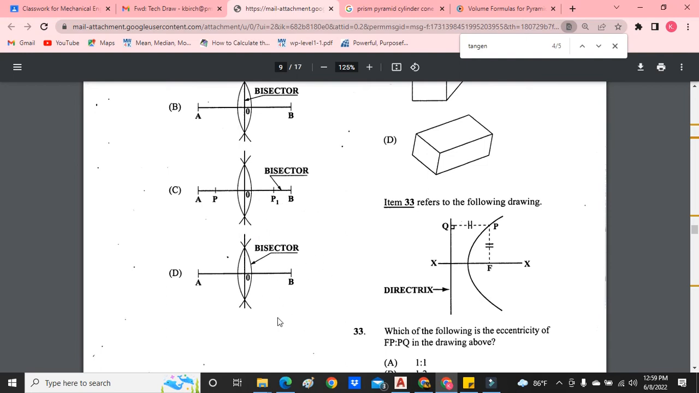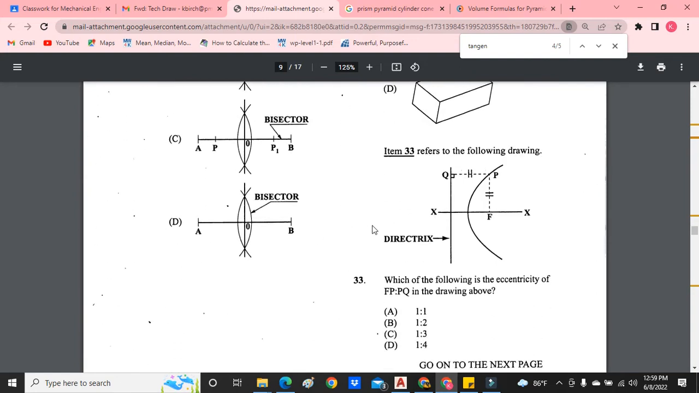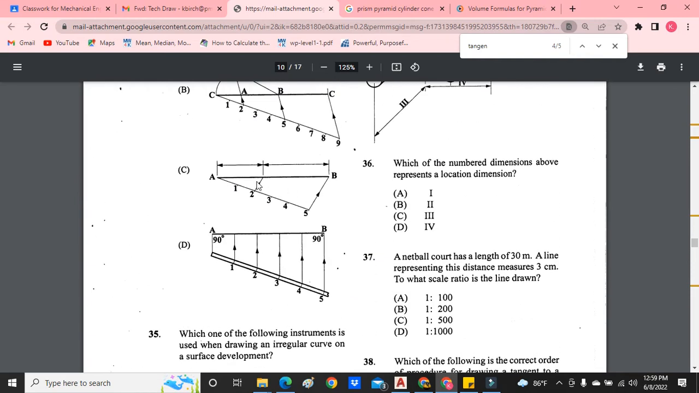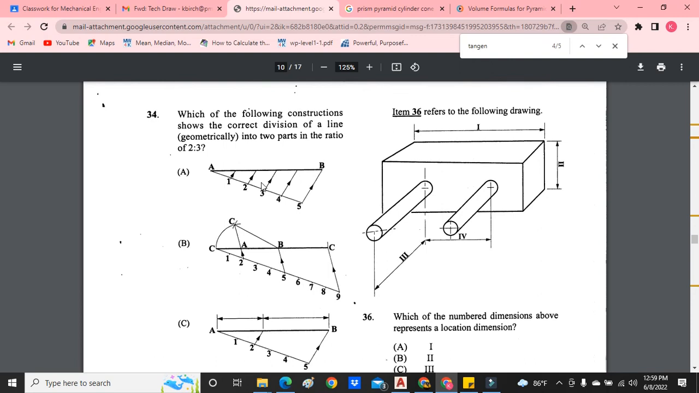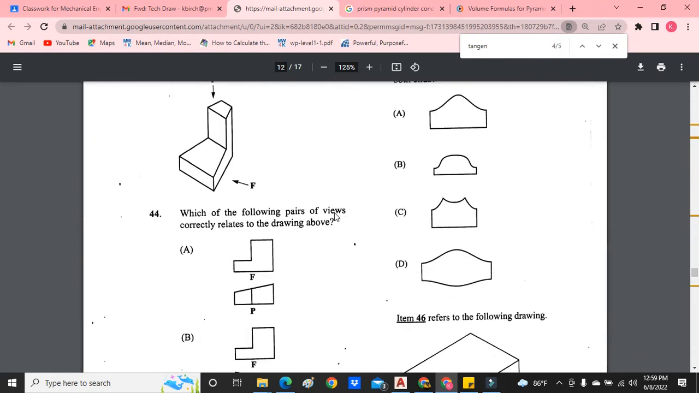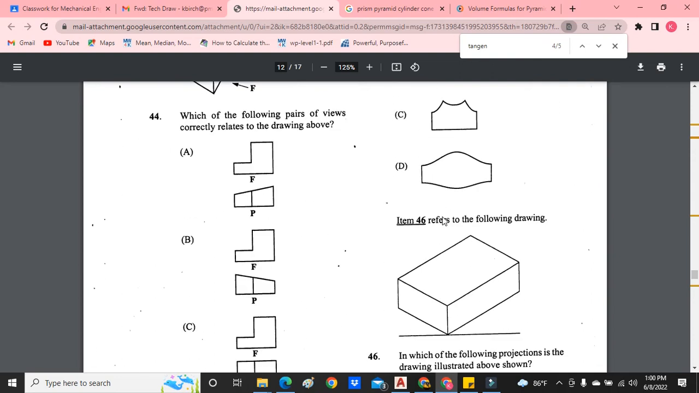What's this construction here for? Bisecting. Okay, good. Over here we have, I think we looked at this question last time as well, to divide a line in ratio. And here we have another development question. You see this? Yes, sir.